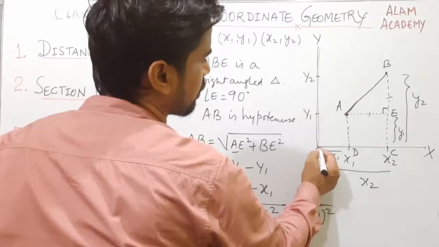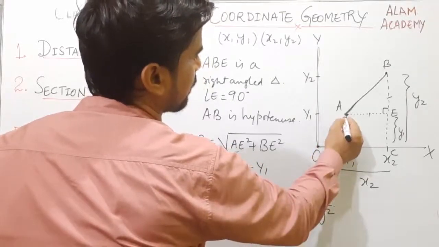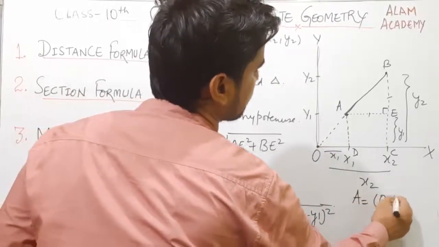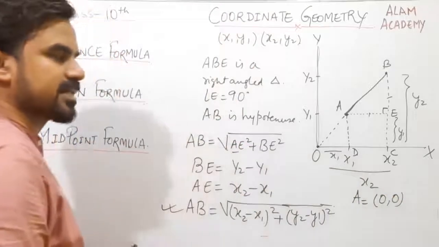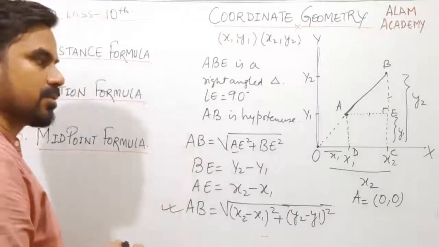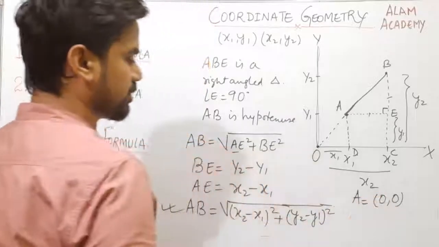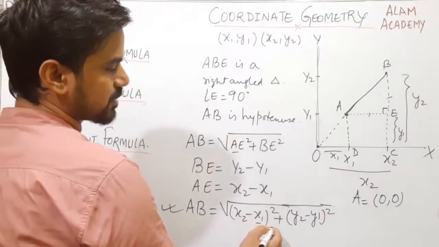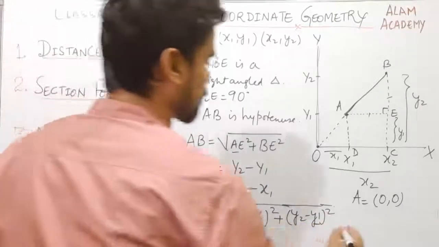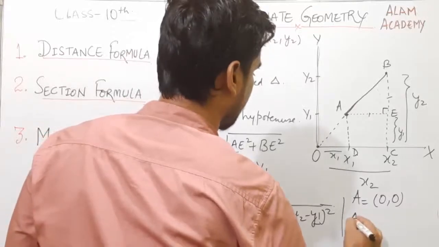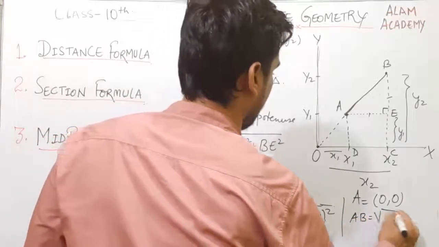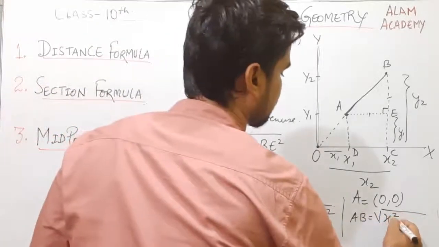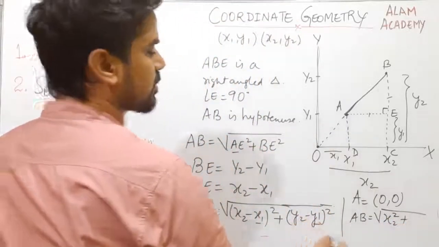Okay, so now let's say that a point lies on origin. It means that the value of A will be 0 and 0, because on origin the value of x-axis and y-axis is 0. So if I put the value of x1 equals 0 and y1 equals 0, we get the formula AB equals under root x2 minus 0, it means x2 square, plus y2 minus 0, it means y2 square.